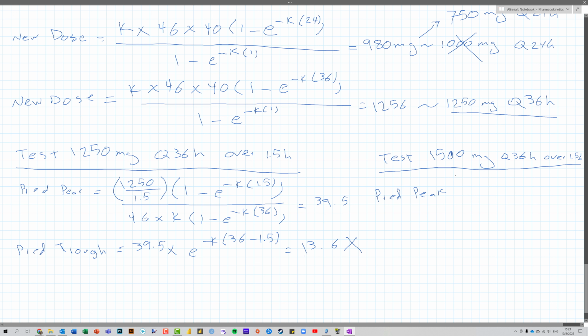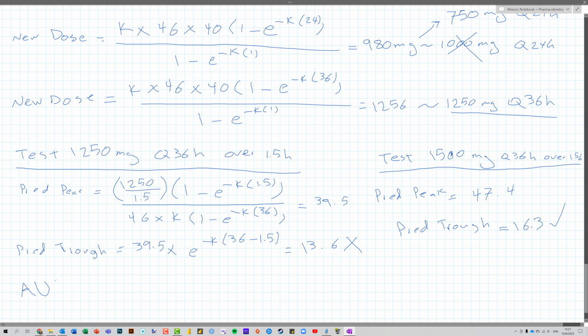Predicted peak when you do this would be essentially 47.4, and predicted trough would be 16.3. Now this is what we wanted, because we wanted it to be 15 to 20. Okay, now before we actually recommend this, let's also test what the AUC would be.